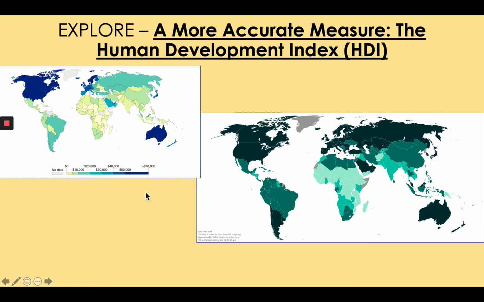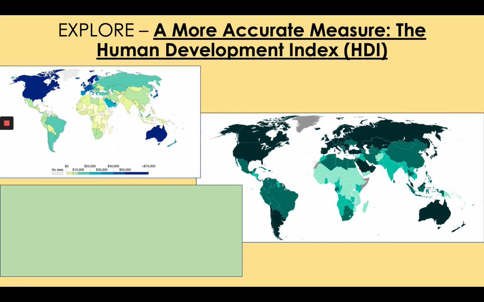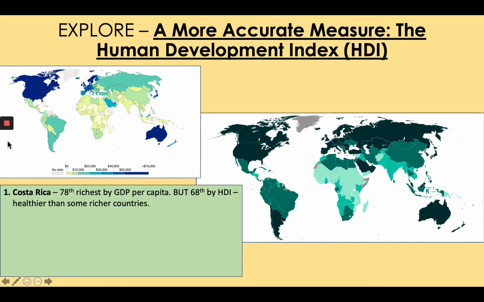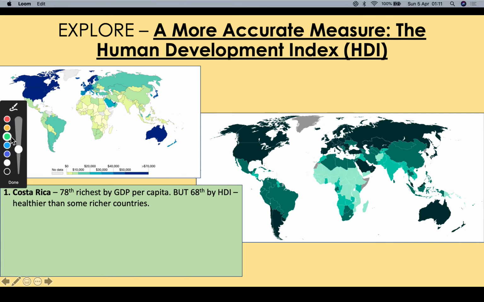So let me give you 3 powerful examples to show you this. Number 1, Costa Rica is a country located right here. Now, Costa Rica is, according to GDP per capita, the 78th most developed country in the world. But according to HDI, it's the 68th. Why? Because the people are very healthy, have high life expectancy, and they're very educated. As a result, its score goes up by 10.